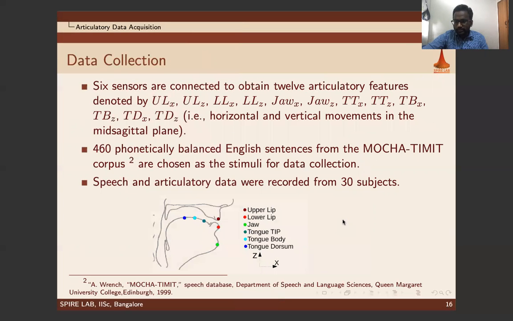We glued 6 sensors on 6 articulators, namely upper lip, lower lip, jaw, and on the tongue tip, tongue body, and tongue dorsum. This results in 12-dimensional articulatory features, which capture the articulatory motion in horizontal and vertical directions. 460 English sentences from the MOCHA-TIMIT sentences were chosen as speech stimuli. Acoustic-articulatory data was recorded from 30 subjects.